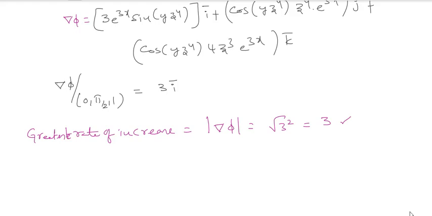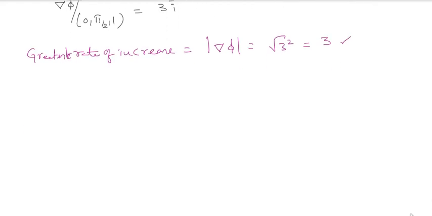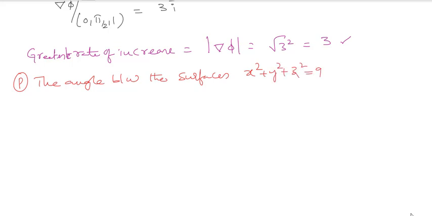Okay. Next problem with respect to angle we will solve. Let me take the next problem. The angle between the surfaces x² + y² + z² = 9 and x² + y² − z = 3 at (2, −1, 2) is dash. This is the question. Angle between the surfaces.